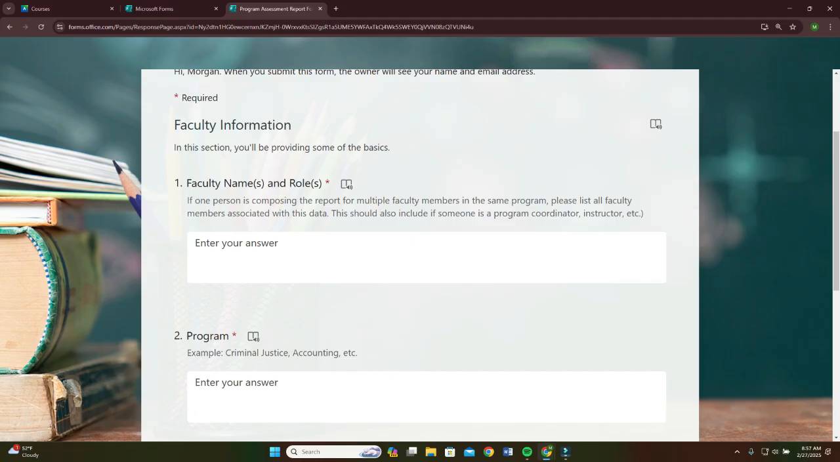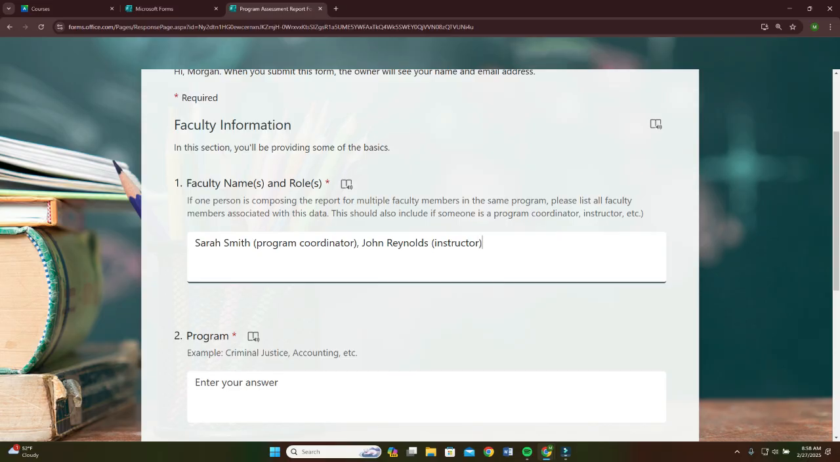There's a little note here that reads, if one person is composing the report from multiple faculty members in the same program, please list all faculty members associated with this data. This should also include if someone is a program coordinator, instructor, etc. So for example, let's say that I am the program coordinator, I would include that in parentheses. And then let's say that I also have, and I'm blanking on names here so I'm making this up, John Reynolds, instructor, etc. Right? So we would just have that information about who is who, who's putting together what, etc.